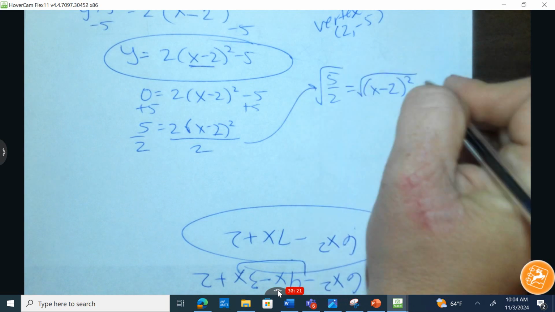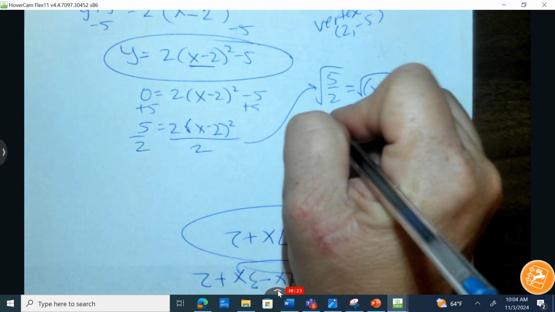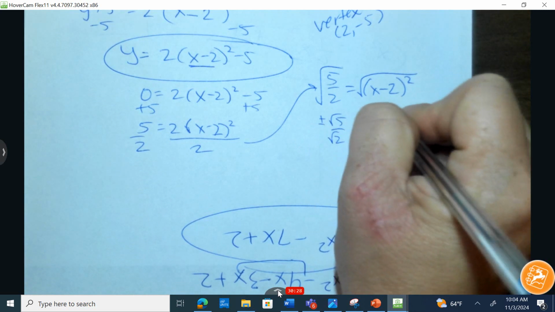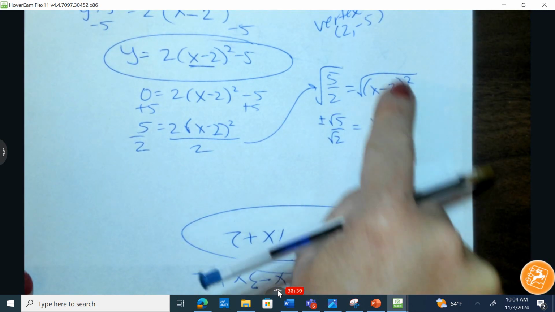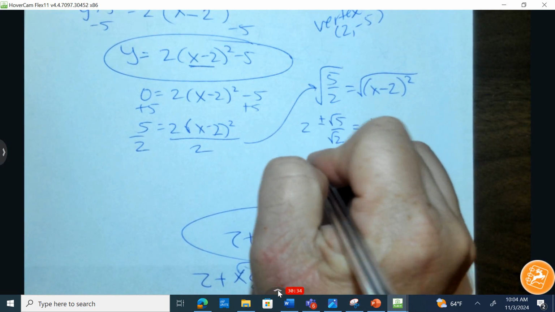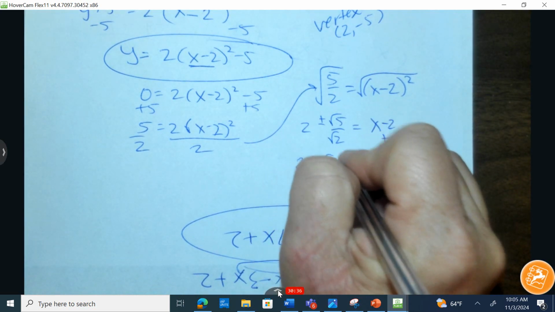I'm going to take the square root. Now this means I'm going to have two answers. So plus or minus the square root of 5 over the square root of 2 equals x minus 2. And then I'm going to add 2 to the opposite side so that I have solved for x. So 2 plus or minus the square root of 5 over the square root of 2.